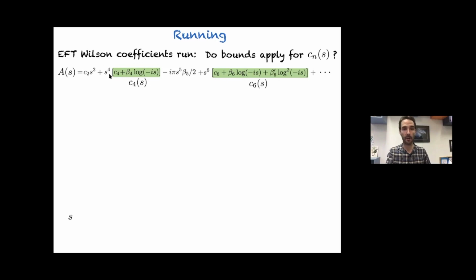So basically, the coefficient that multiplies s to the 4 and s to the 6. And the question that we would like to understand is whether the bounds that I showed to you so far actually apply to the running coefficients, to this Cn of s, okay? This would be fantastic, because it means that everything that I said so far also holds at loop level.